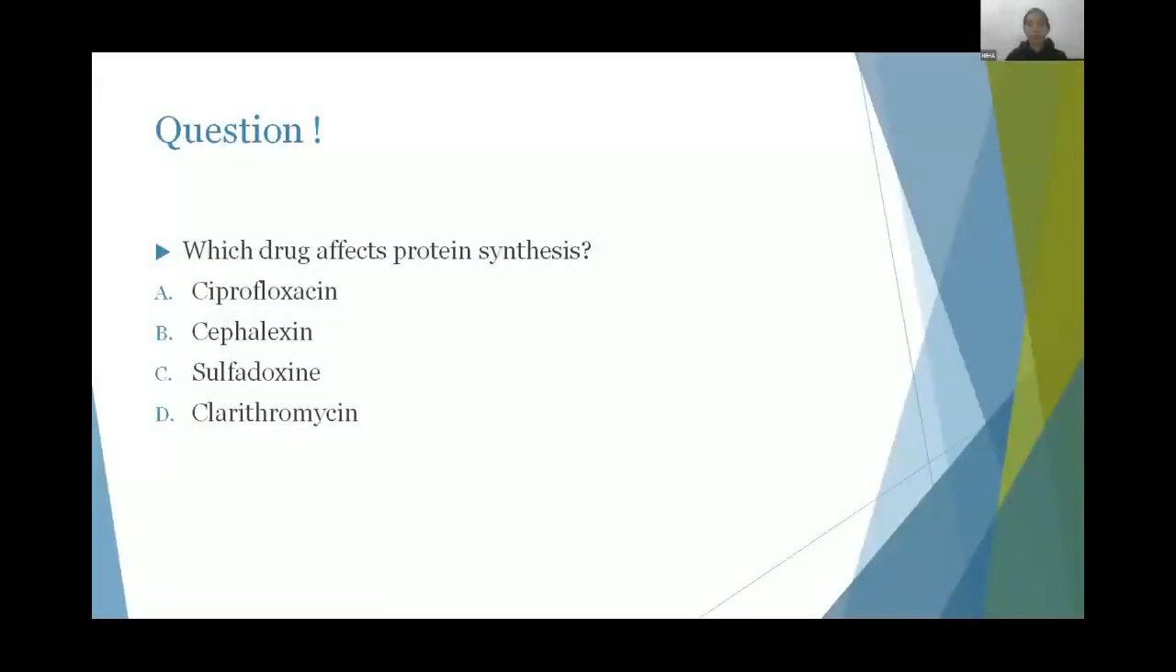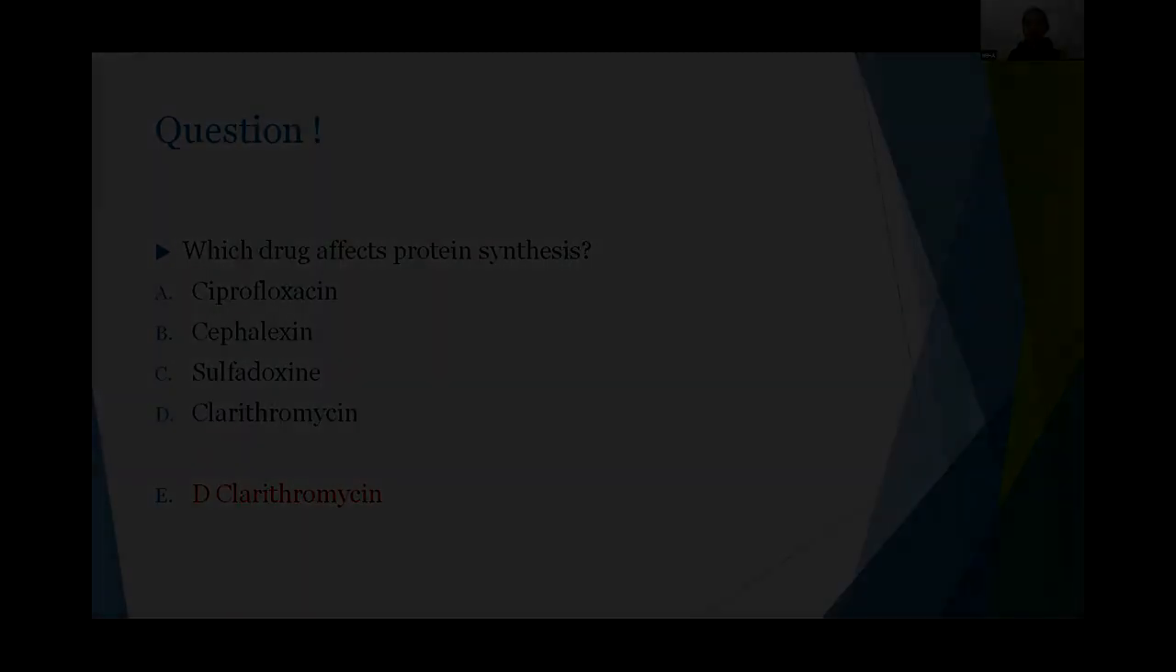Let's ask the same question again. Which drug affects the protein synthesis? Correct. It is clarithromycin. Now, in the previous question, they gave the broad group, and here it is the drugs. So it's not just important to know which drugs or which groups are affecting which metabolism. It's also important to know which drugs fall into which categories.